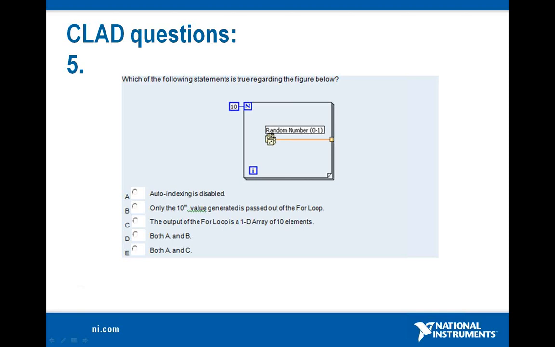And the answer to this question is option C. The output of the for loop is a 1D array of 10 elements, as the auto indexing is enabled on the output side of your tunnel. The output of the for loop will be a 1D array of 10 elements.